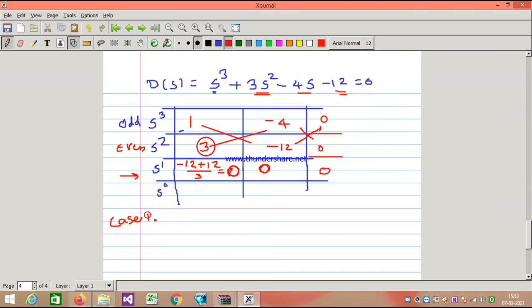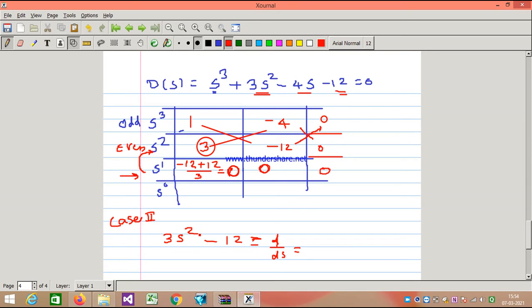What is case 2? Case 2 is, when the whole row is 0, just take the above equation. What is the above equation? 3s square minus 12, right? This is the above equation. So just take the derivative of this equation.